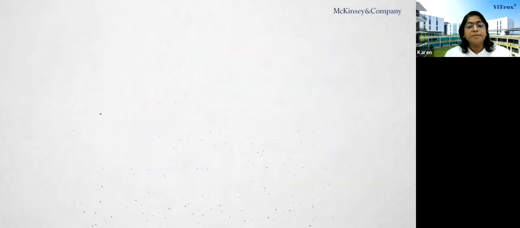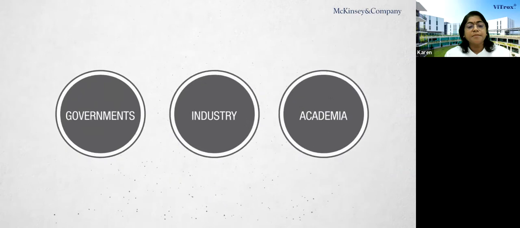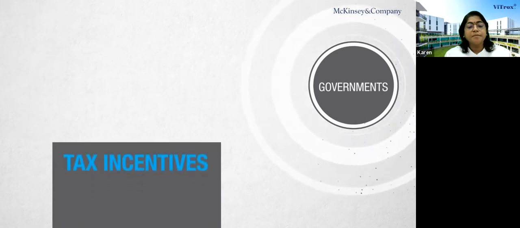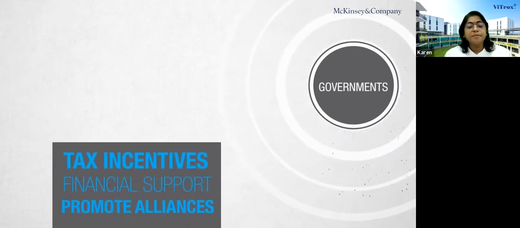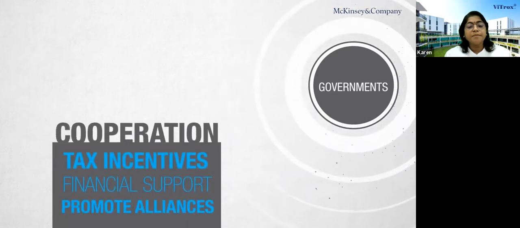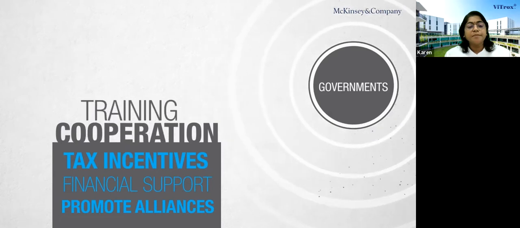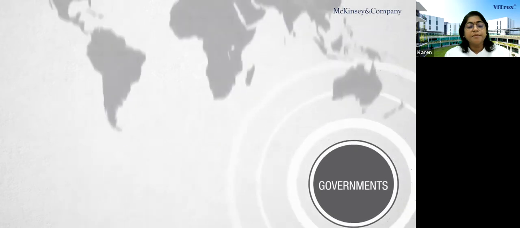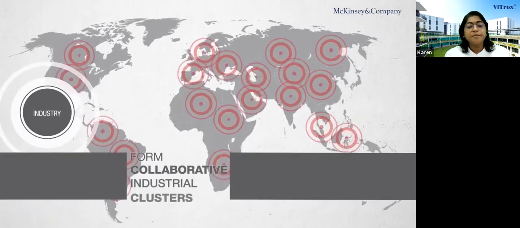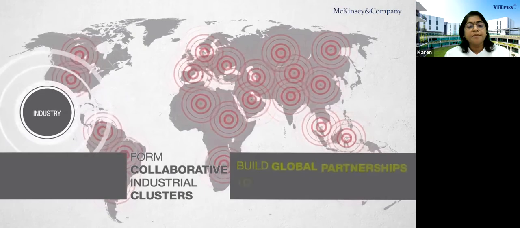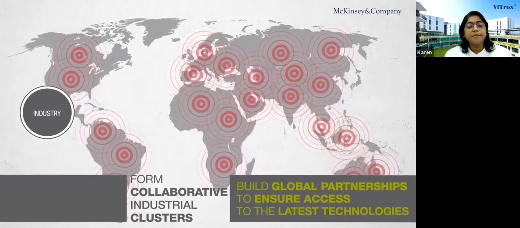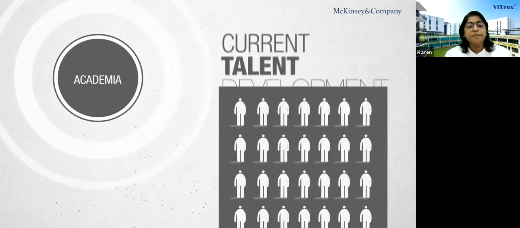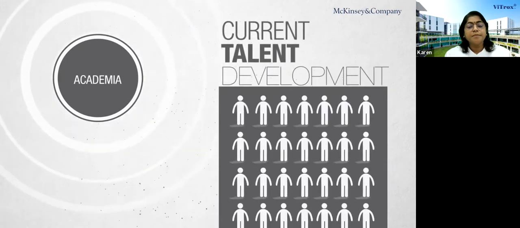Realising this potential will require real collaboration between governments, industry and academia. Governments need to provide tax incentives and financial support, promote industrial alliances, encourage pan-regional cooperation, support training and talent initiatives, and establish clear national standards. Companies need to find ways to overcome existing barriers, form collaborative industrial clusters, and build global partnerships to ensure access to the latest technologies. Universities and training institutions will need to modify their current talent development strategies to fit the demands of the future workforce.